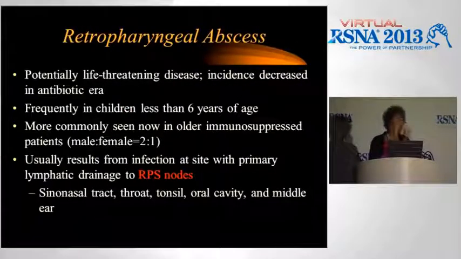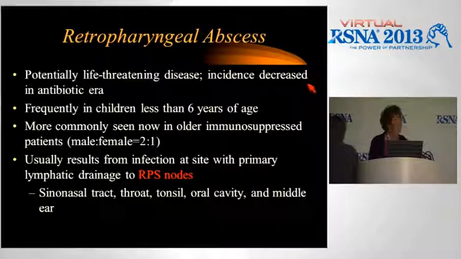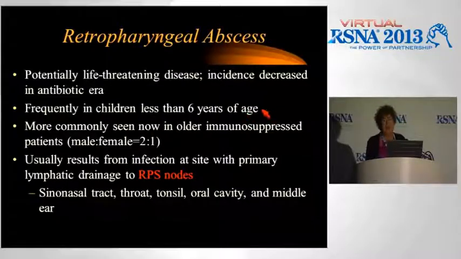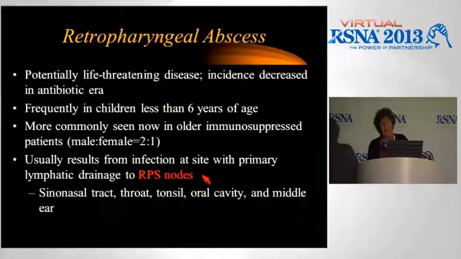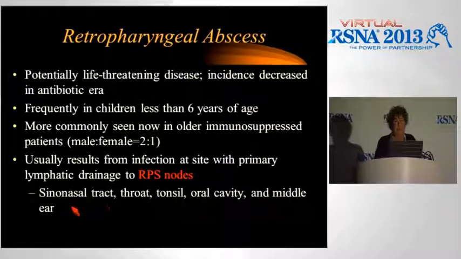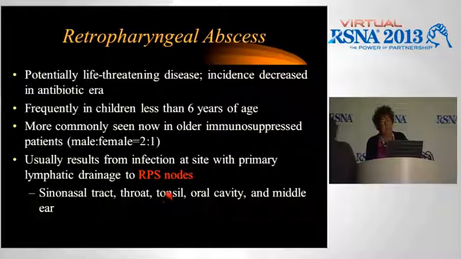Retropharyngeal abscesses are no longer really life-threatening, okay? The incidence has decreased in the antibiotic era. Usually we see these in children under 6 because they're related to an abscessed retropharyngeal lymph node, but we also see them in the older immunosuppressed patient, usually more male than female. So infection at a site with primary lymphatic drainage to the retropharyngeal nodes, and if you study squamous cell carcinomas of the upper aerodigestive tract and infections, we're looking at sinonasal, nasopharynx, throat, tonsil, etc. So those would be the primary sites.